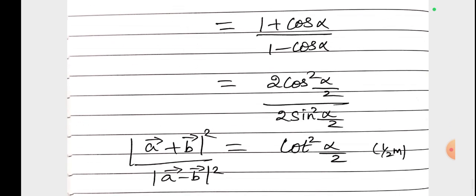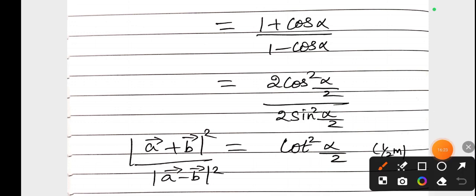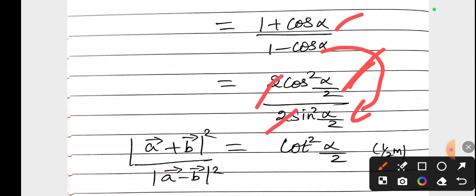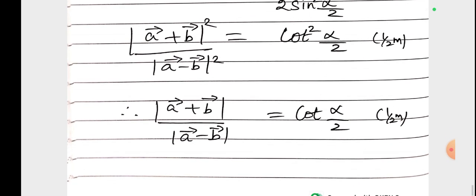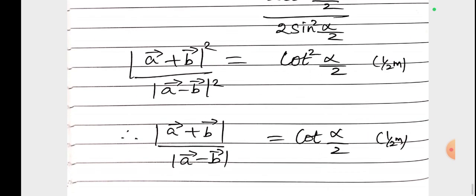Then 1 plus cos alpha, you know what to write? 2 cos square alpha by 2. 1 minus cos alpha is 2 sin square alpha by 2. 2 cancel. Cos square theta by sin square theta is cot square theta. So cos square alpha by 2 by sin square alpha by 2 is cot square alpha by 2.